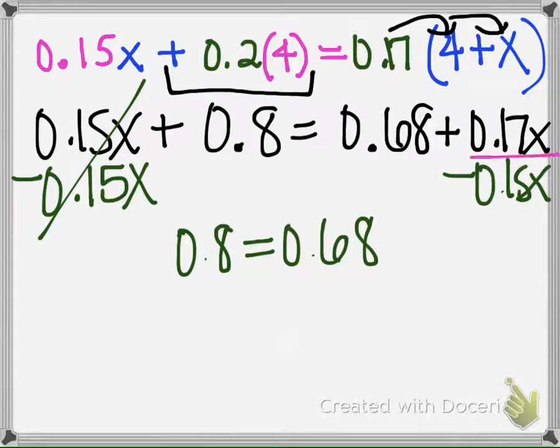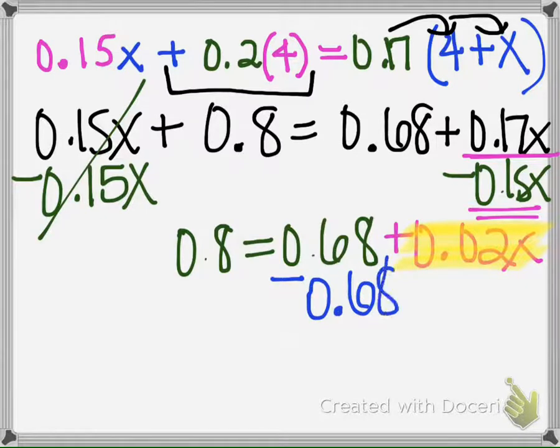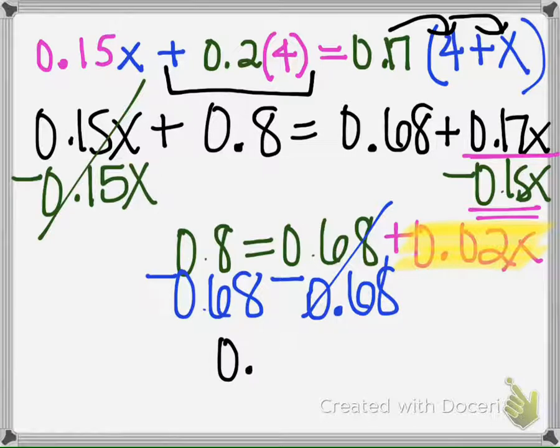Okay, so 0.17 and negative 0.15 is going to make positive 0.02x. So now I want this to be by itself, so we're going to go ahead and subtract 0.68. And then we have 0.8 take away 0.68, and we would get 0.12.